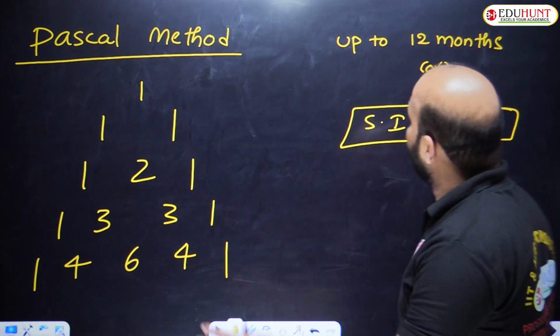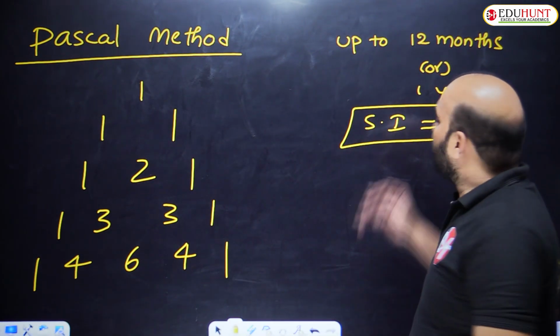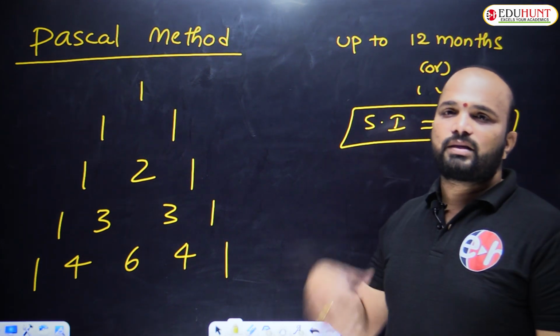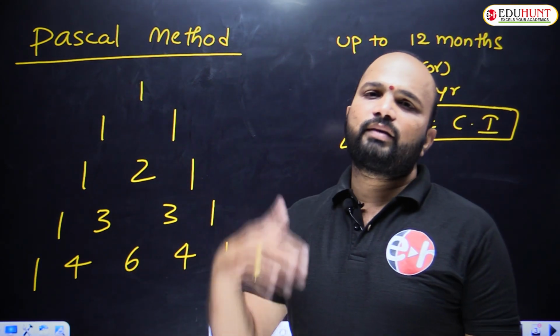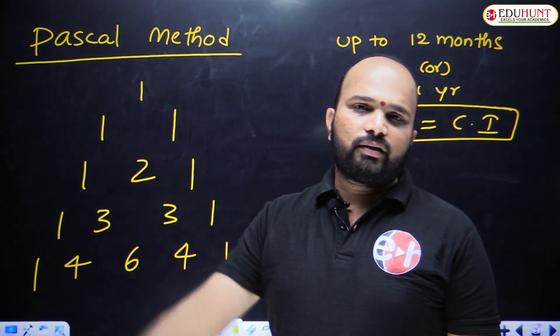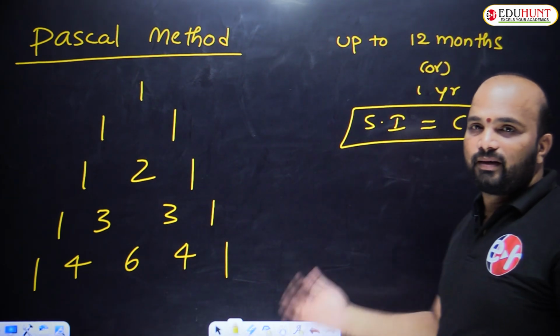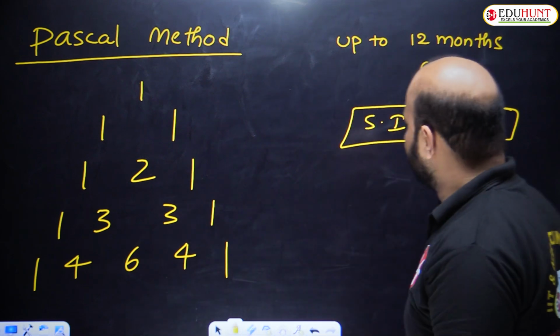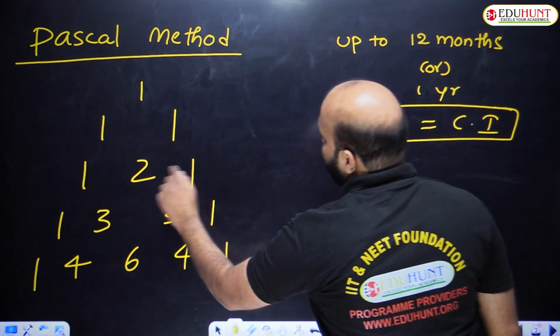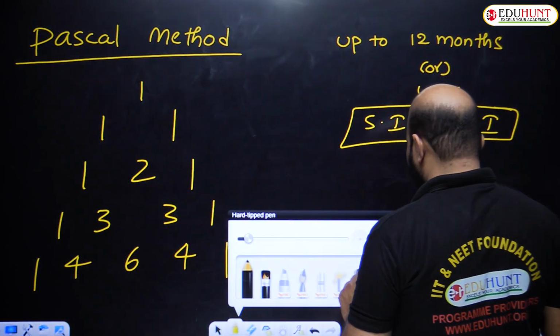Am I clear? Every year the interest is equal, that is called simple interest. Compound interest means the second year's interest is more than the first year's, the third year's interest is more than the second year's, and the fourth year's interest is more than the third year's. So it is interest on interest. You get the extra money, interest on interest, that is called compound interest. This is the compound interest concept.